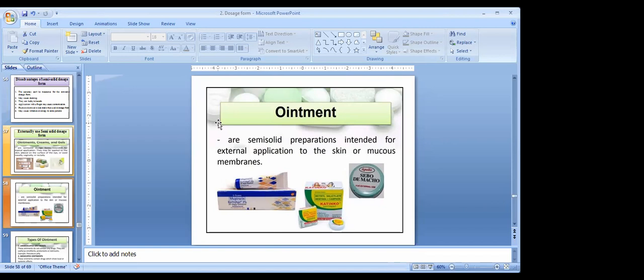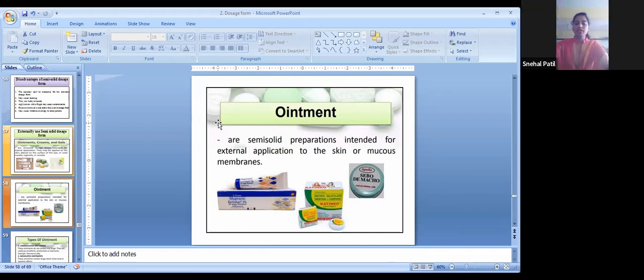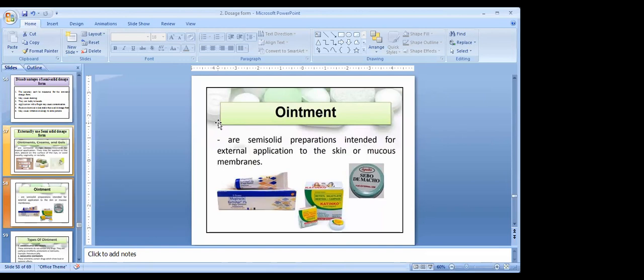Yes, ma'am. The skin of those body cavities. Those are the body cavities: eye, ear, nasal, vaginal, rectal. These are the body cavities. So it is a semi-solid preparation which is used externally, applied on the skin or the mucous membrane of that body cavity. Understand? Yes, ma'am.